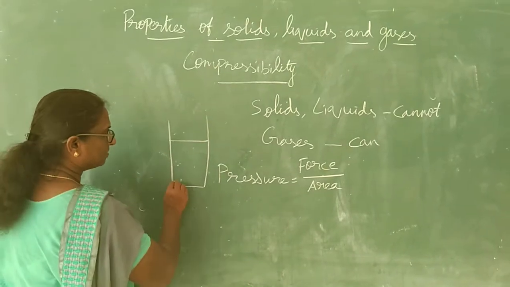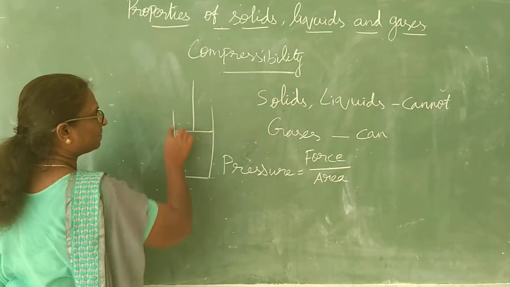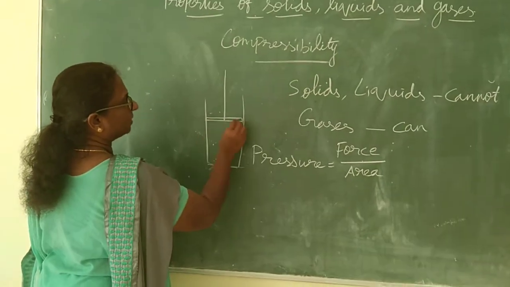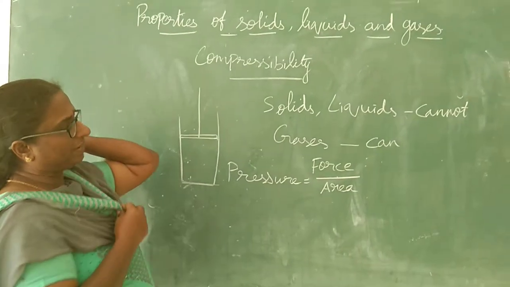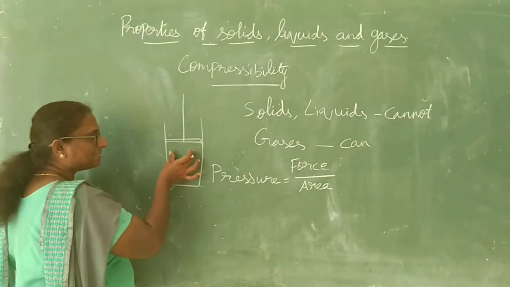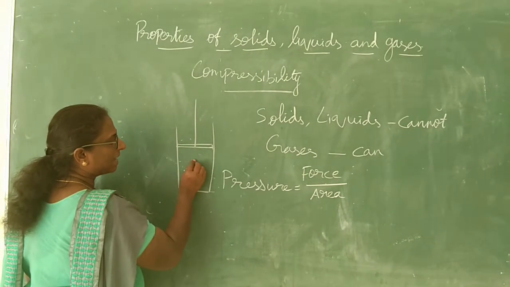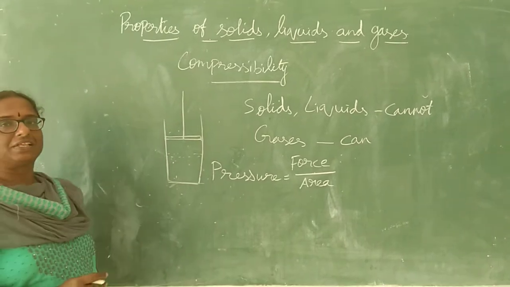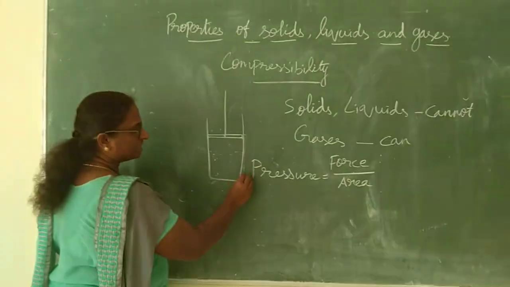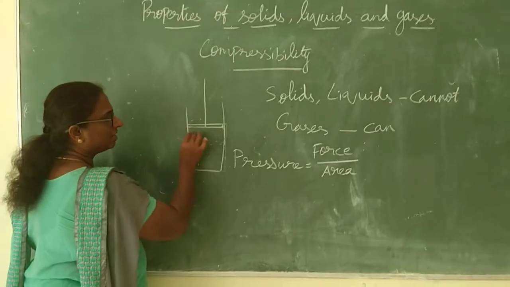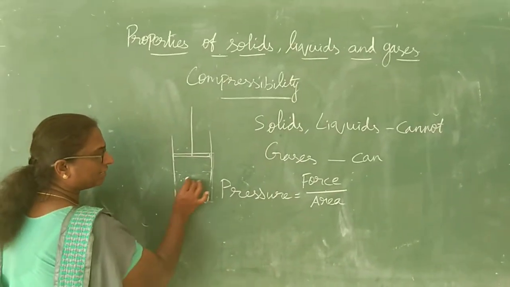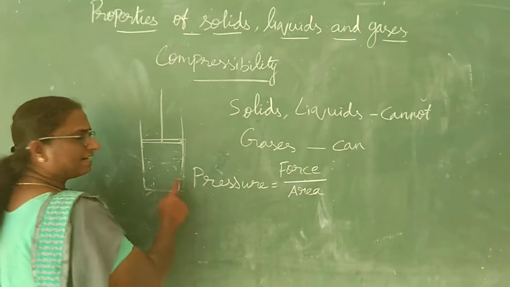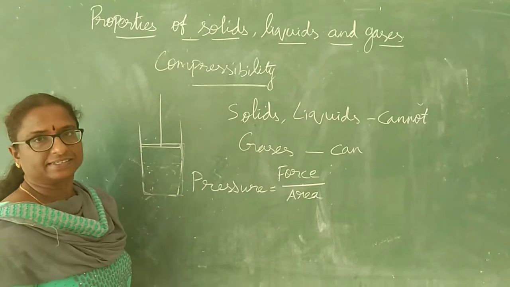This is a piston and this one is a cylindrical jar. I can apply the pressure in two ways. One is that I can move the piston down. When I bring the piston from there to here, I have decreased the area of the glass jar. Initially it had this much area. Now I have decreased this area to only this much. So if the area decreases, the pressure increases.